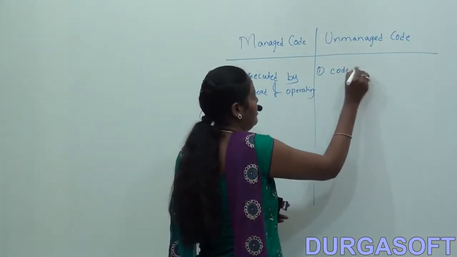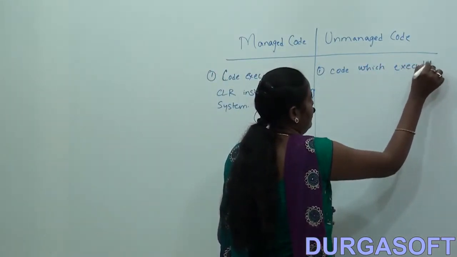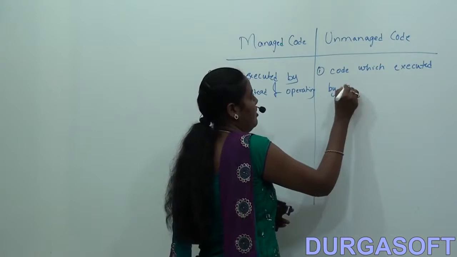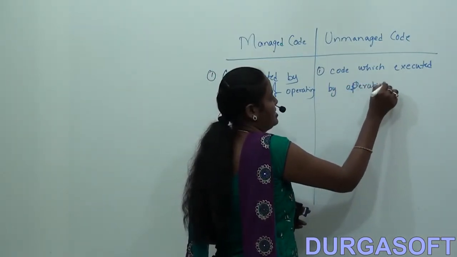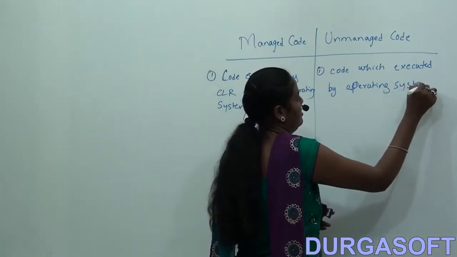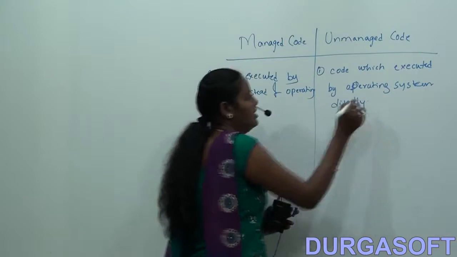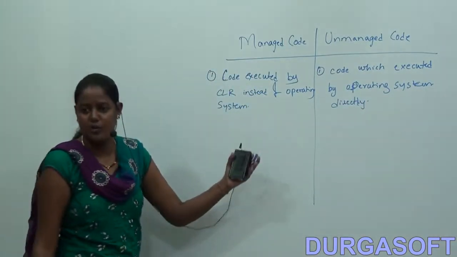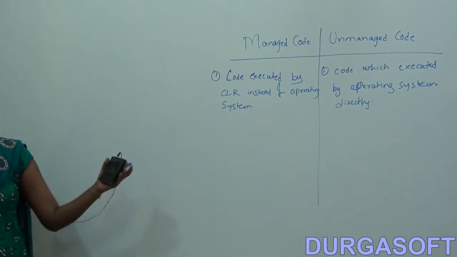Code which is executed by the operating system directly. The code which is executed by the operating system directly, we call that particular code unmanaged code.